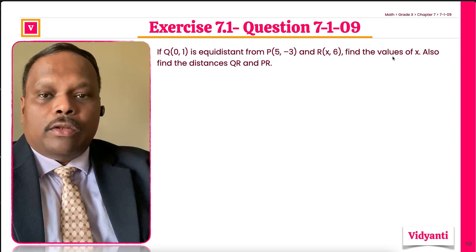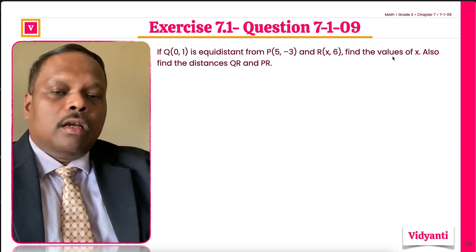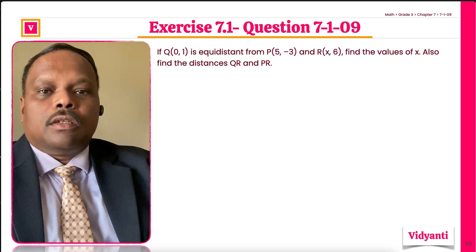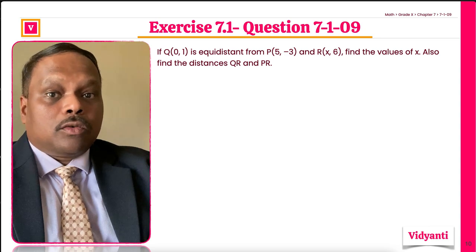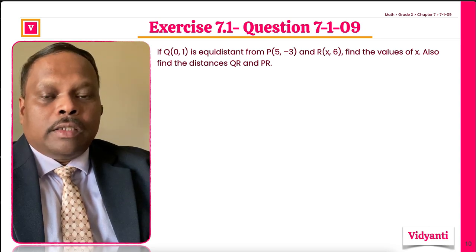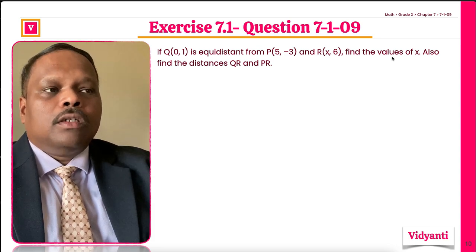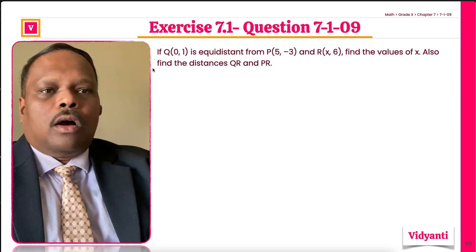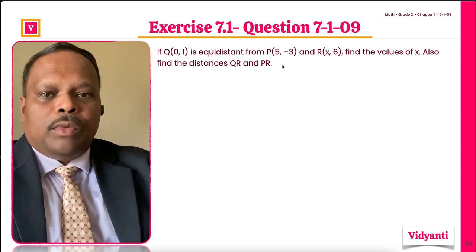Remember, they say values, so that means there is a chance that you will get more than one value. That happens because the distance formula involves a square. So when you take the square root, there is a chance of considering the positive as well as the negative square root. So you can get two values too, and you have to be careful about that. Also find the distances QR and PR.